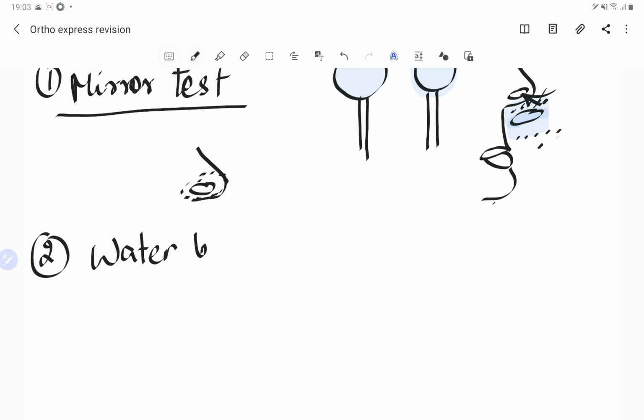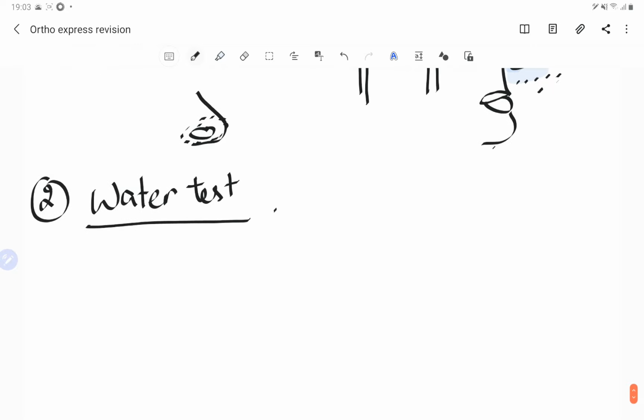Another test we have is the water test. What do we do in the water test? We ask the patient to fill the mouth with water and retain it, that means to keep the water inside the mouth for some time. Nasal breathers can easily keep water in the mouth because they are breathing from the nose. But the mouth breathers will find it difficult to keep the water inside the mouth and then breathe, because they breathe from the mouth, right? So they cannot hold the water inside.